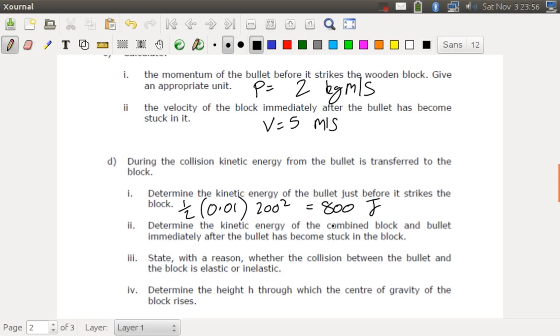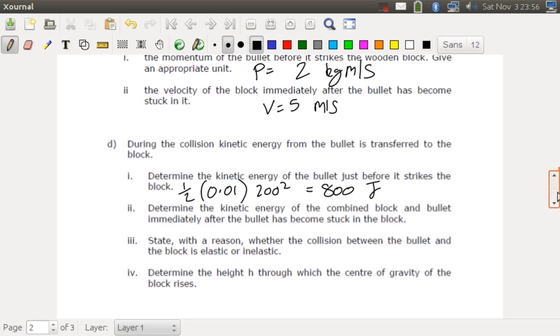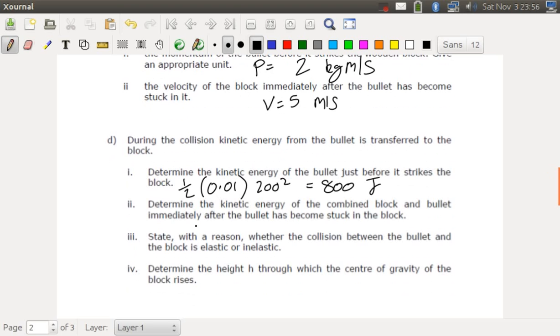Determine the kinetic energy of the combined block and bullet immediately after the bullet has become stuck in the block. So that again would be a half m, in this case 0.4, and then v squared, which we got to be 5 squared, which is 25. So 25 times 0.4 times 0.5. That looks like to be 5 maybe.